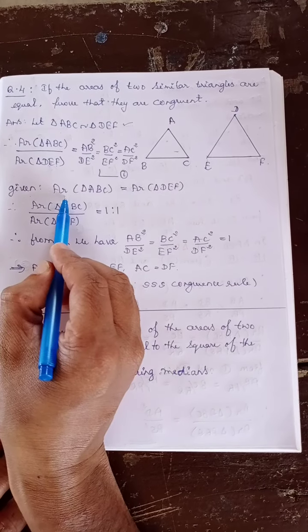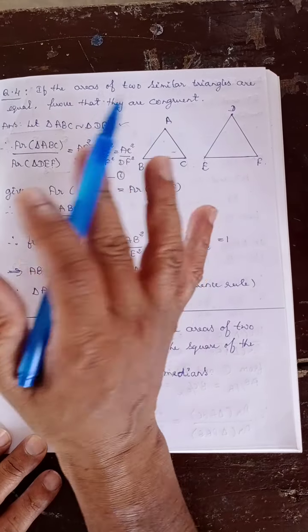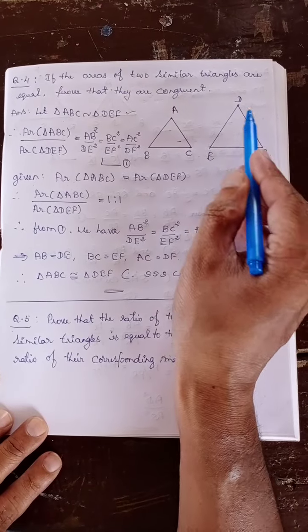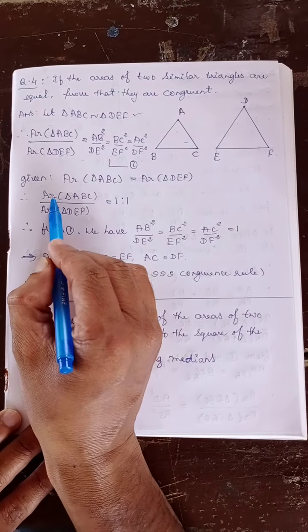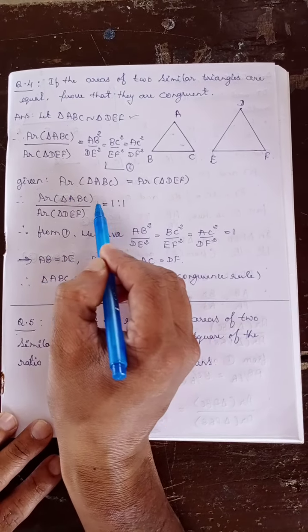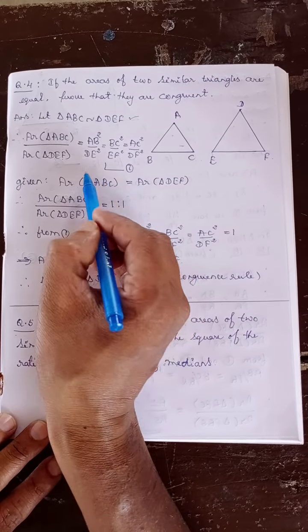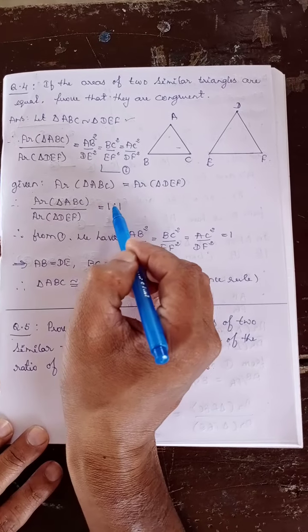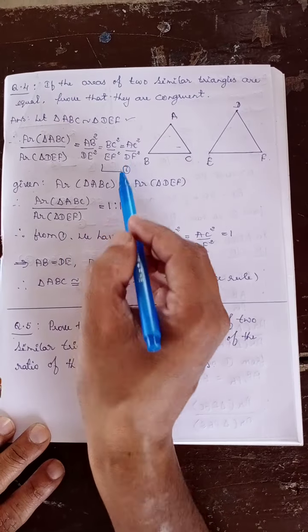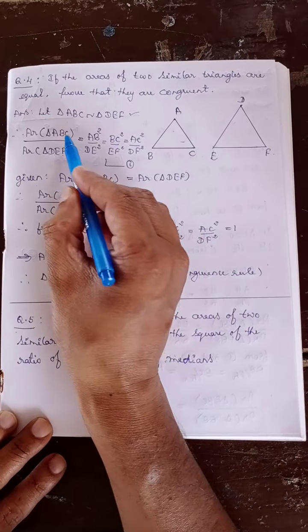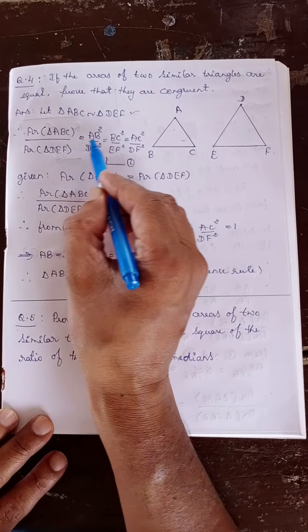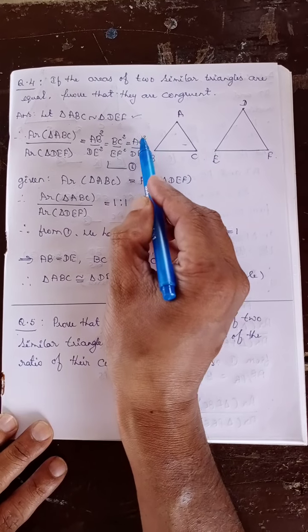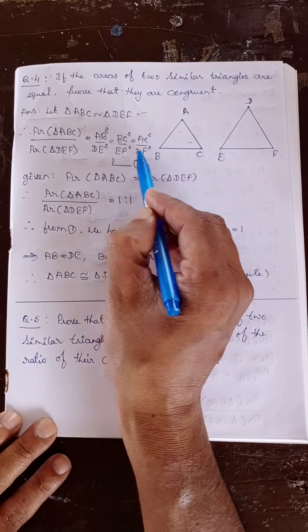We are given that the areas of the two similar triangles are equal. That means area of the triangle ABC is equal to area of the triangle DEF. Therefore the ratio becomes equal, that is 1:1. If they are equal, ABC by ABC gets cancelled, that is 1 by 1 is 1. Now from equation 1, if these ratios are equal to 1, then AB square by DE square is equal to BC square by EF square is equal to AC square by DF square is equal to 1.